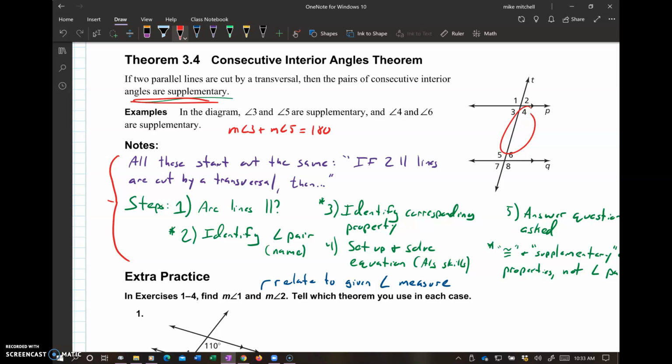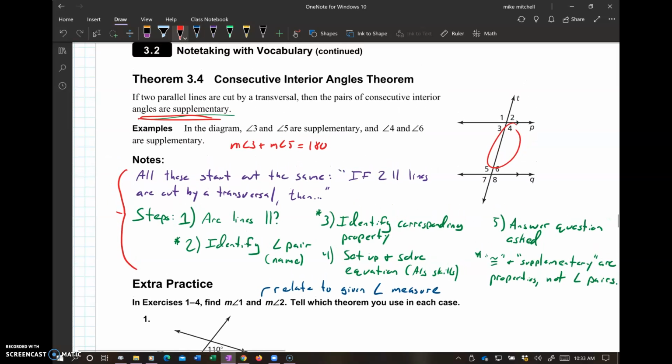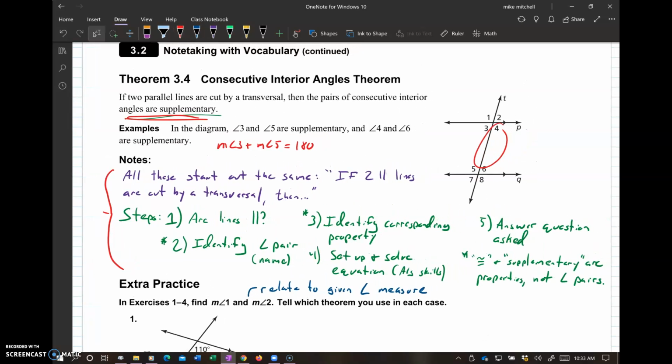So, steps for doing these. Are the lines parallel? If the lines aren't parallel, none of those rules matter. Identify the angle pair name. Notice the little star here: congruent and supplementary are properties, they are not angle pairs. I want you going through this in the right order. You can get problems right guessing things, congruent, supplementary, but you're not going to get an A that way. You probably won't get a B. You might get a C, a D, or an F. Don't guess. Follow the order.